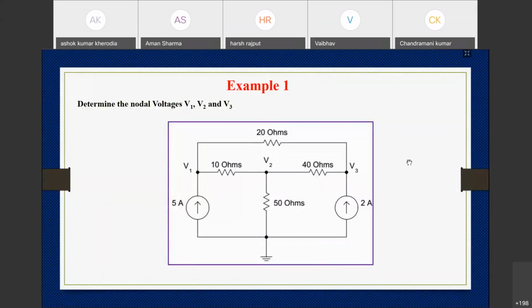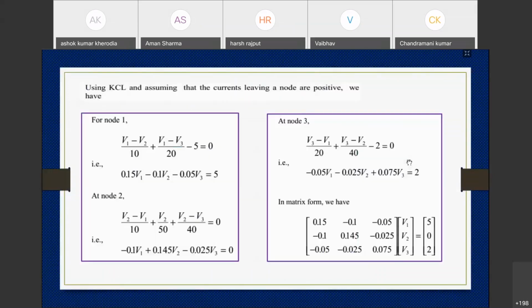So what you usually do, you write down the node equations. This means KCL equations for node 1, node 2 and node 3. By writing these equations, we are getting 0.5 V1 minus 0.1 V2 minus 0.05 V3. You all know how to do this; I think first year engineering students have studied the fundamentals of electrical engineering, and whoever has done some course in electric circuits knows how to write equations for node voltages in terms of KCL.